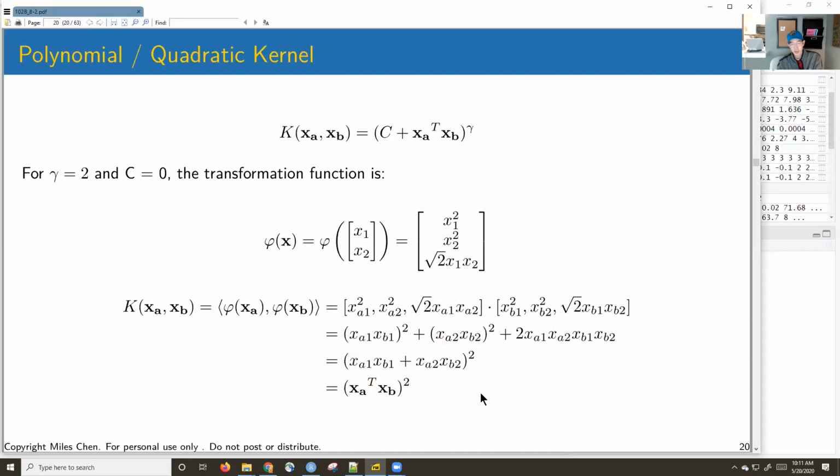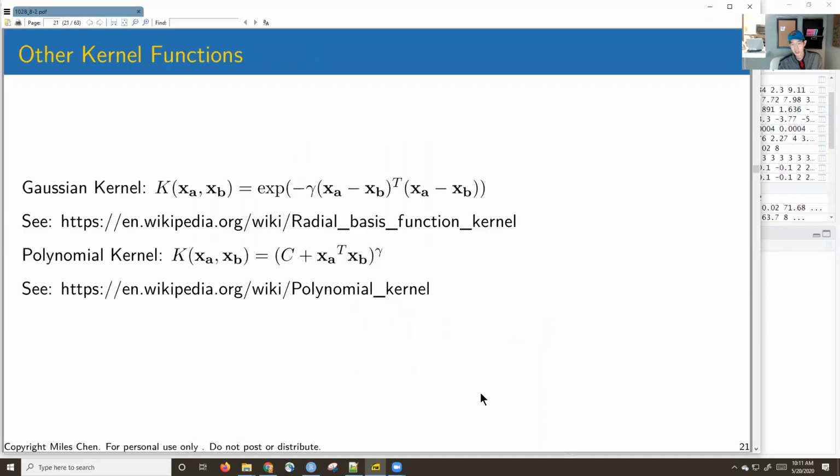But again, the point of these kernel functions isn't so you find the phi transformation and the equivalent kernel. A lot of times you can just jump straight to the kernel function itself. So, here's the polynomial kernel, and you can read more about these.